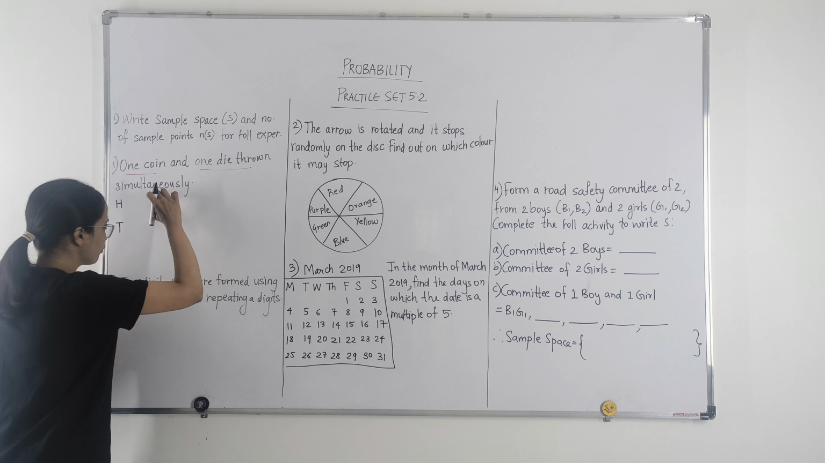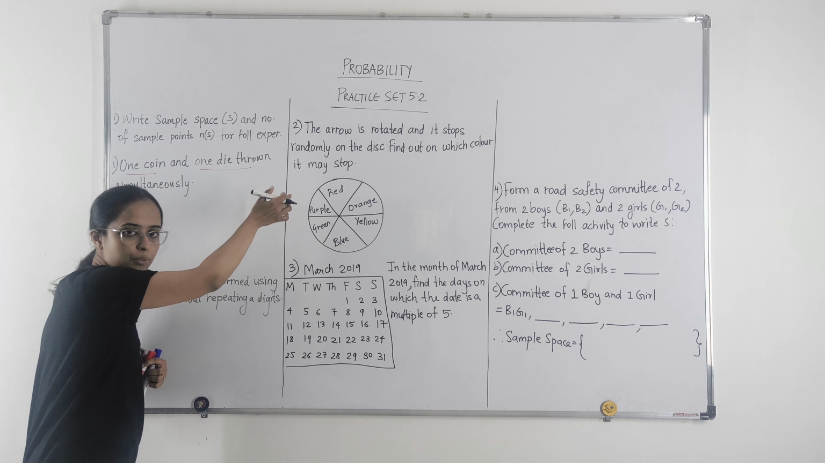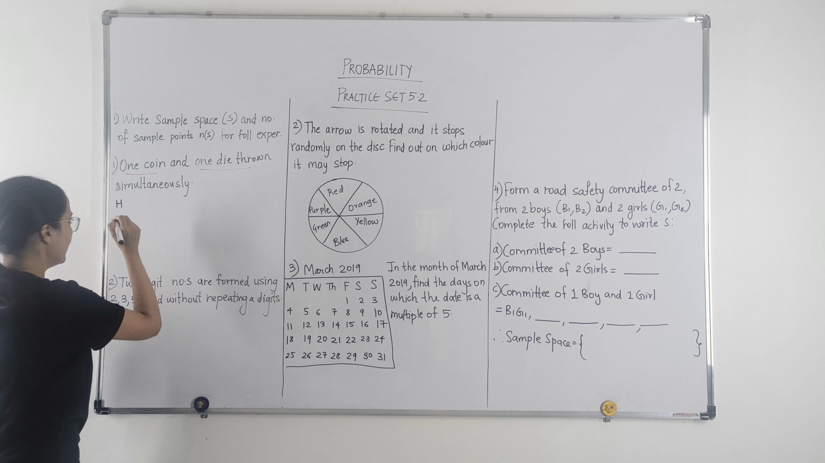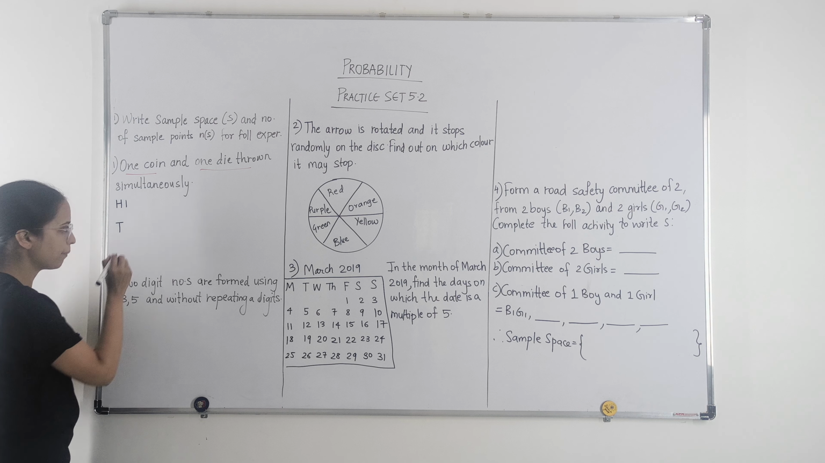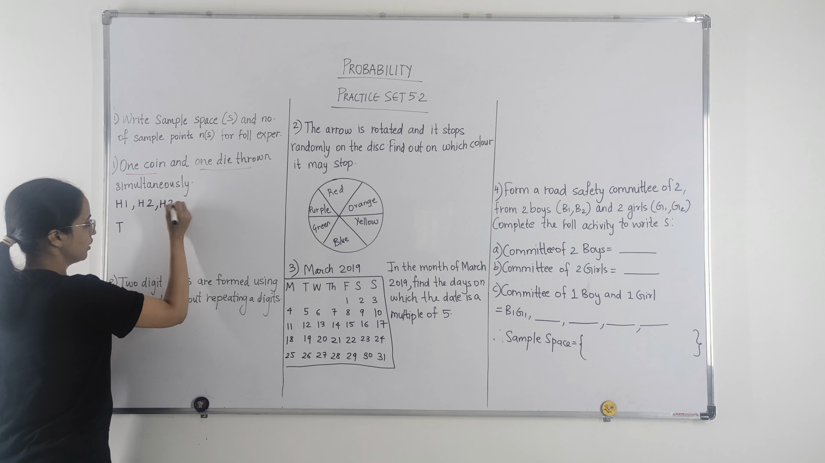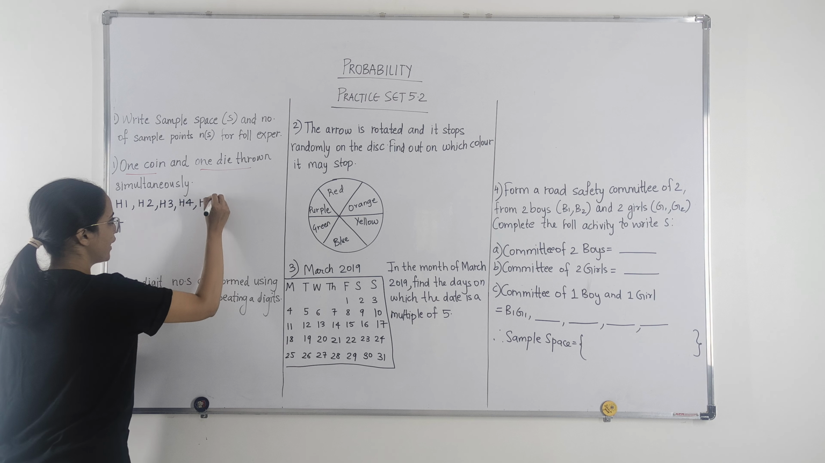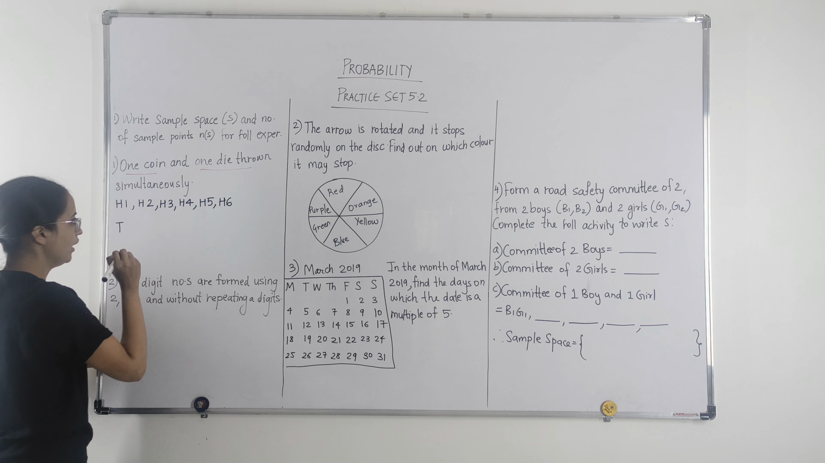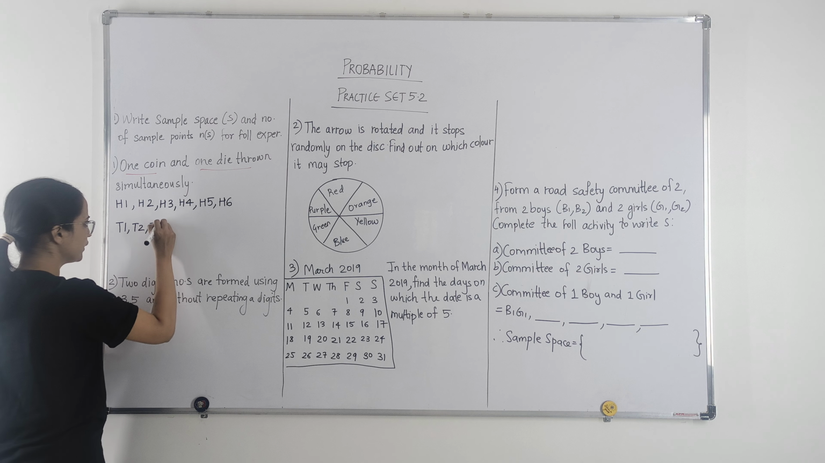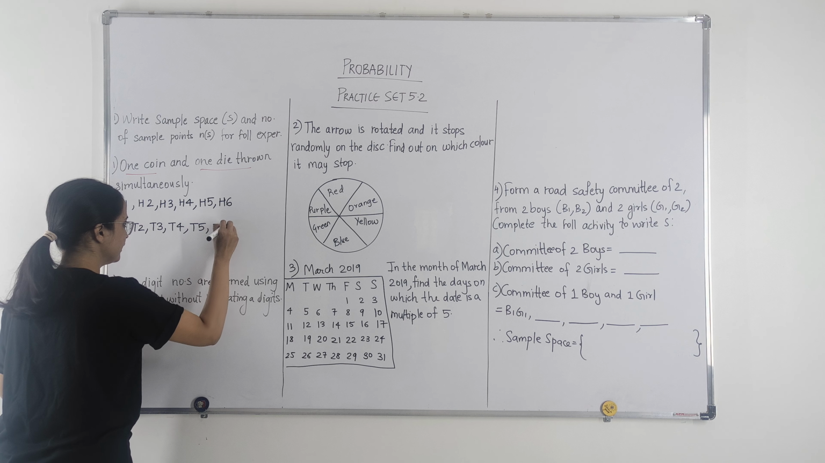Now at a time I'm going to fix H, and now I'm going to pair this H with all the possible outcomes of the dice. So all possible outcomes, meaning along with head, 1 can also come on the die. Similarly along with head, 2 can also come. Along with head 3 can come, H4, H5 and H6. Similarly, you would be having T1, T2, T3, T4, T5 and T6.